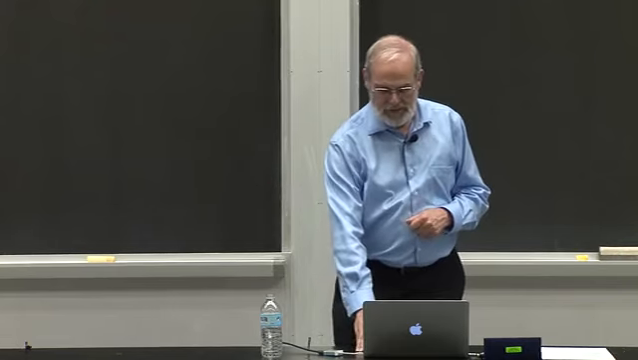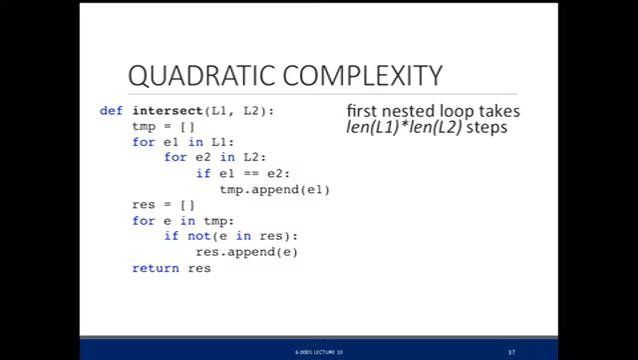This piece, well, it's order length L1 to do the outer loop. For each version of E1, I've got to do order of length L2 things inside to accumulate them. So that's quadratic.